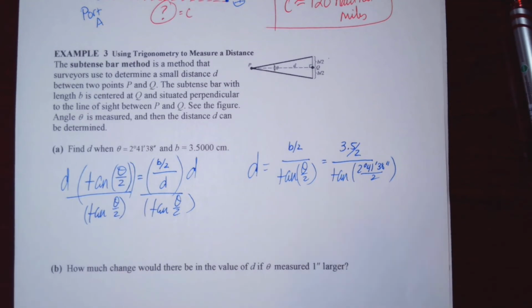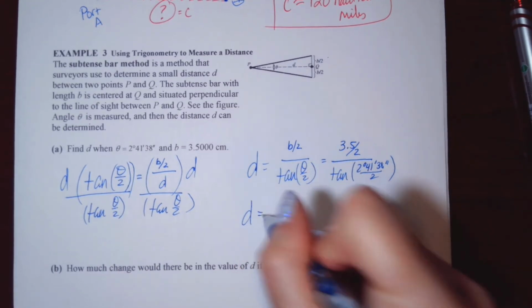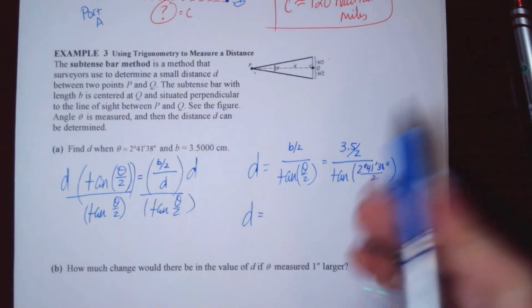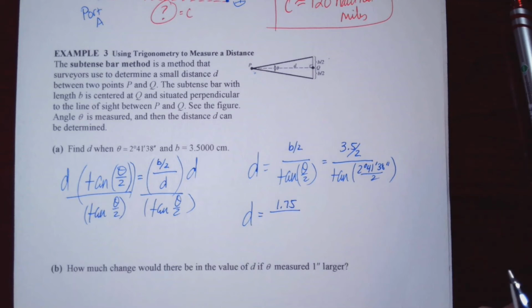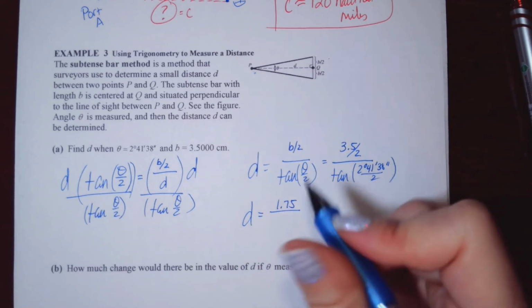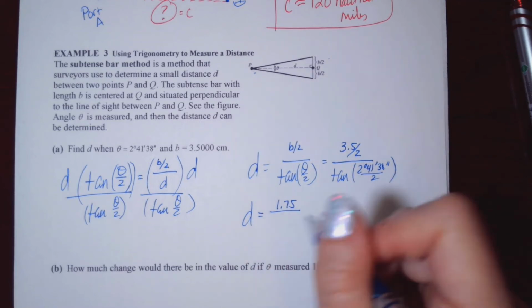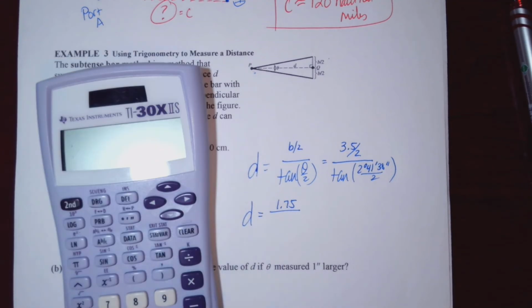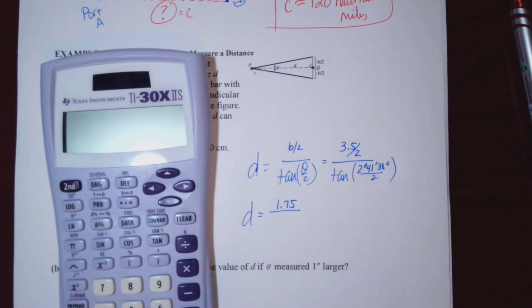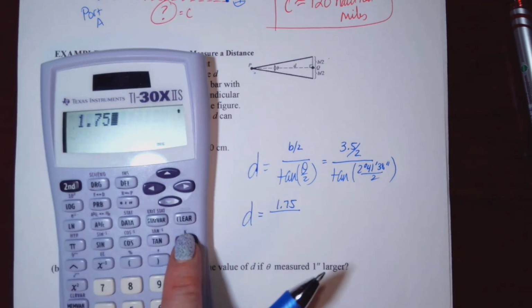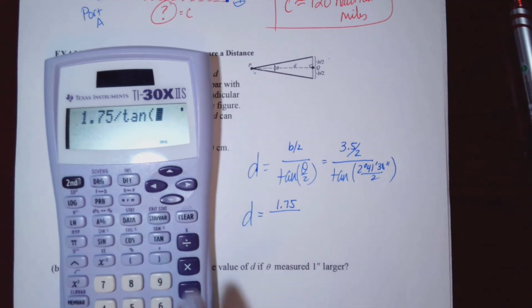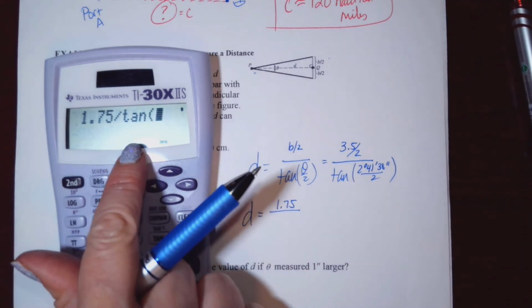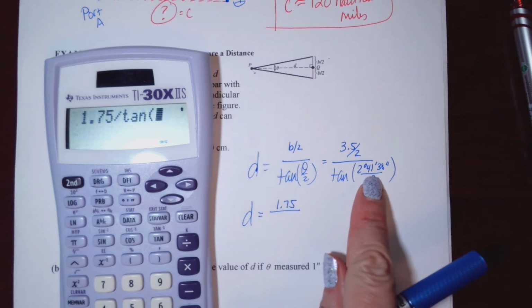Mostly this problem is an exercise in calculator math, right? So the distance from P to Q, half of 3.5 is 1.75, and then I've just got to figure out, okay, what is tangent of half theta? Let's figure that out now. So we've got 1.75 divided by tangent, and it opens that up for us. We can plug in our values here.